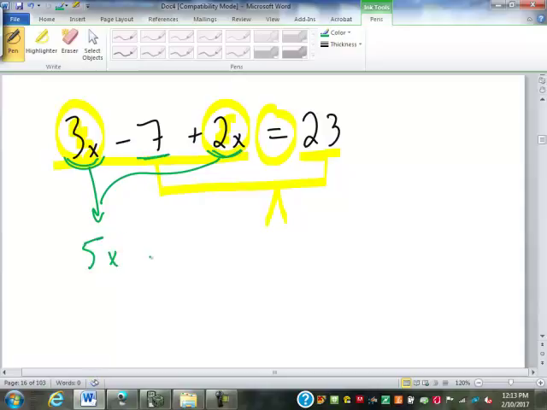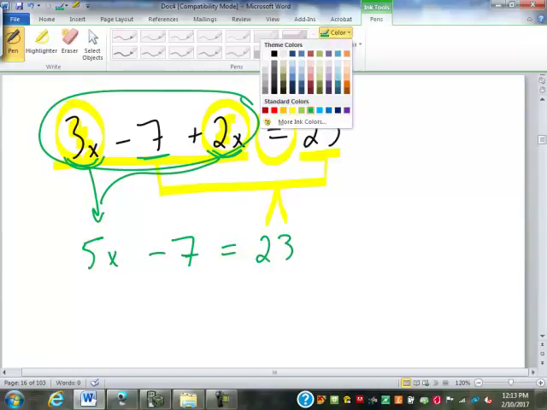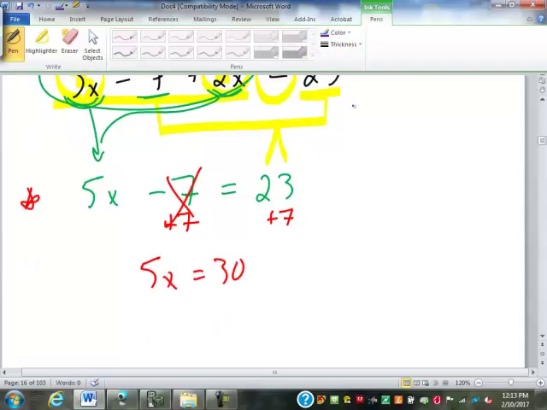I still have the negative 7. That doesn't change my equation at all. All I have done is simplified this side of the equation. On one side of an equation, I can simplify anything that needs to be, and it won't change the balance of that scale. In fact, I can simplify each side as long as I don't intermix the two. Of course, now that it's in this form here, what can we do? Add 7. So that's gone. 5x equals 30. And then divide by 5. Good.